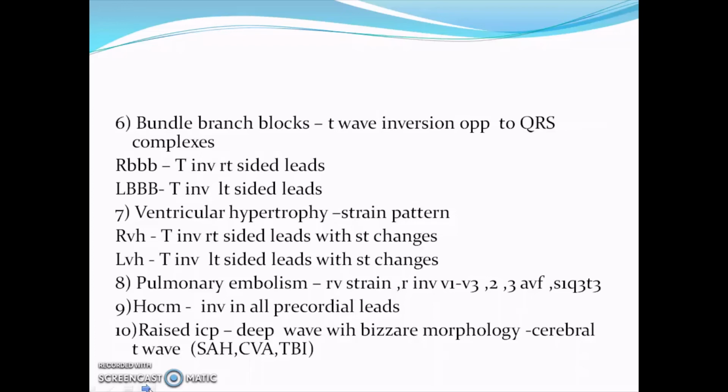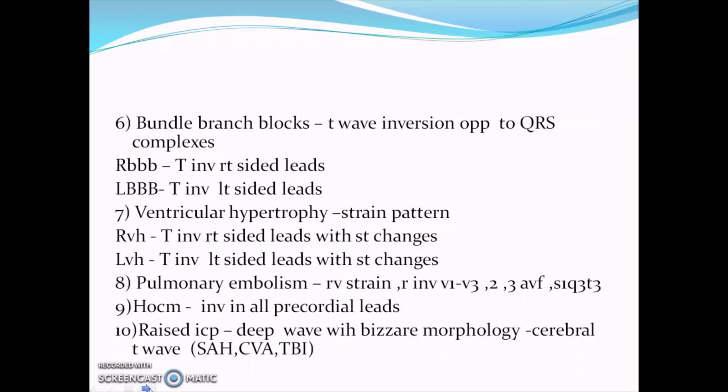In pulmonary embolism, it causes RV strain, that is, the T wave will be inverted in V1 to V3 and leads 2, 3, aVF, and the more specific sign is S1, Q3 and T3. That is a deep S wave in lead 1 and a Q wave in lead 3 and T wave inversion in lead 3. This is a specific sign but least sensitive, because the most common ECG sign in pulmonary embolism is sinus tachycardia. In HOCM, you see T wave inversion in all precordial leads.